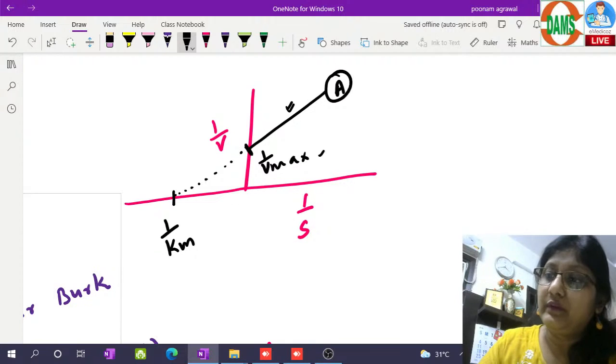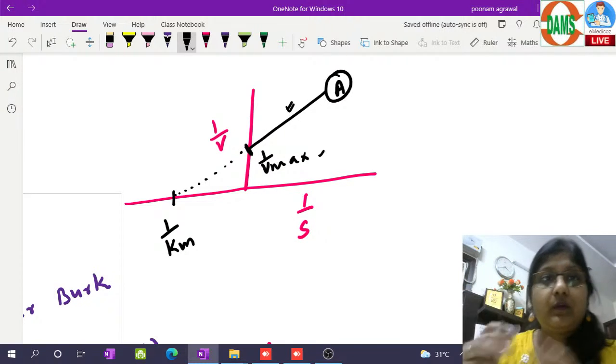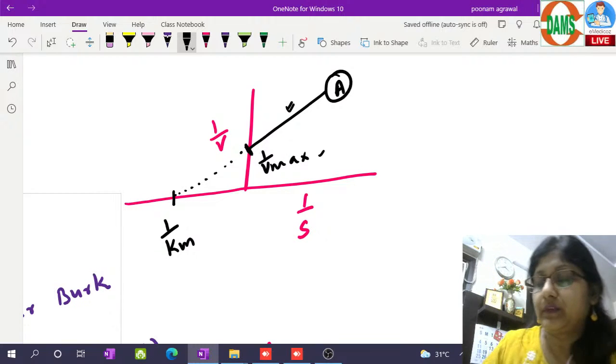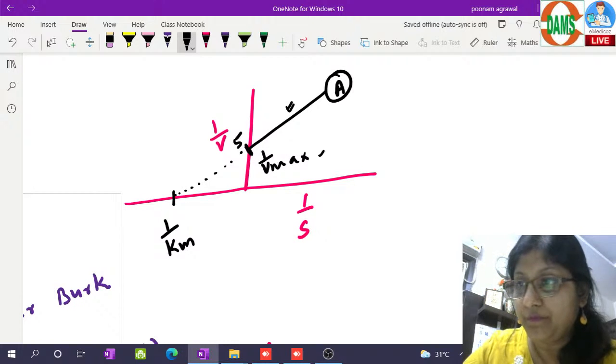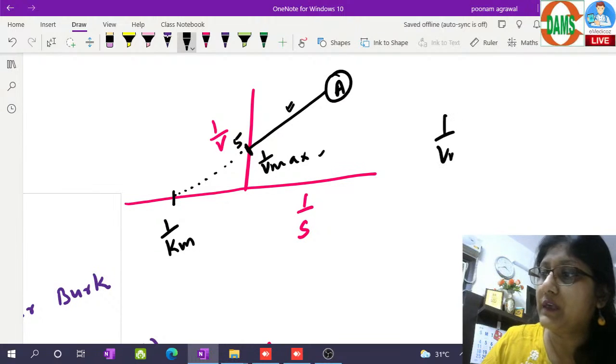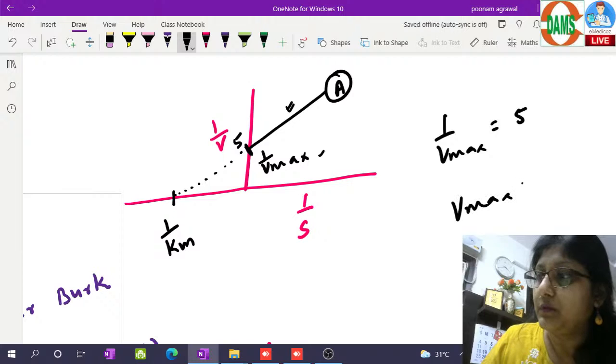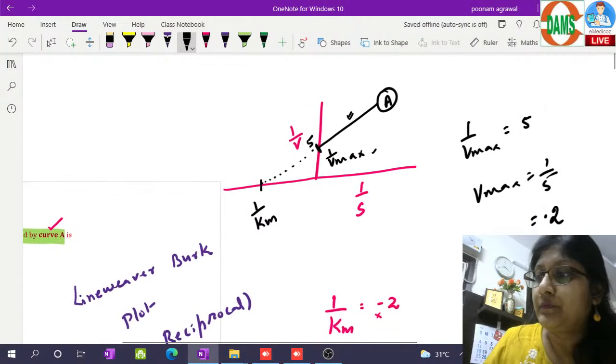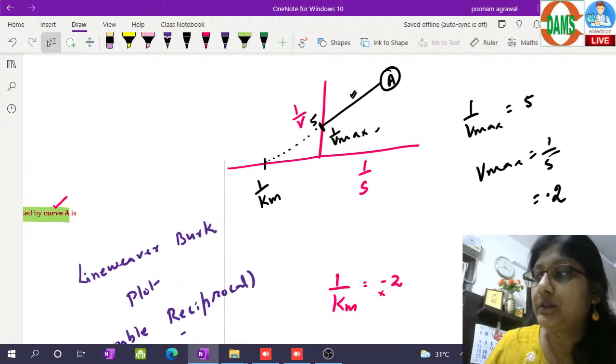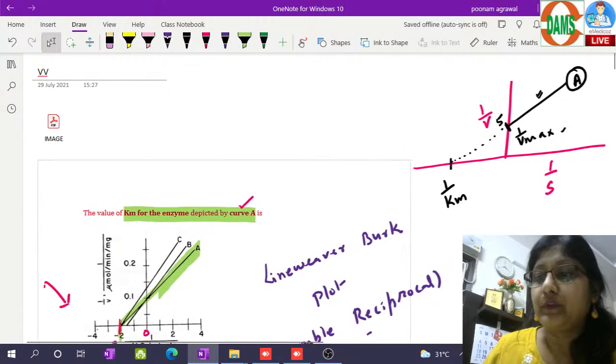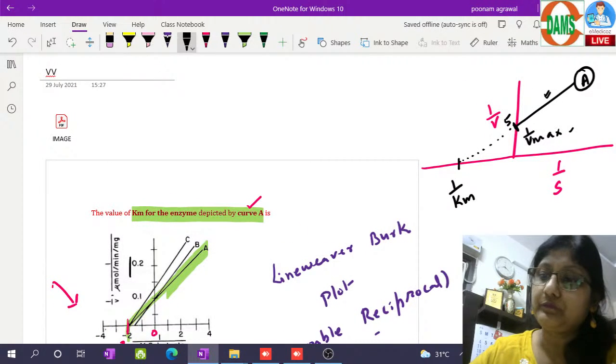So tomorrow if they ask you the value of Vmax, that also you can calculate, right? That value they have given you, and accordingly you can always calculate. Say for example the value given is 5 over here, so 1 by Vmax is going to be 5. So Vmax is going to be 1 by 5, so accordingly it is going to be 0.2, right? Millimole per minute, or whatsoever unit is represented here.